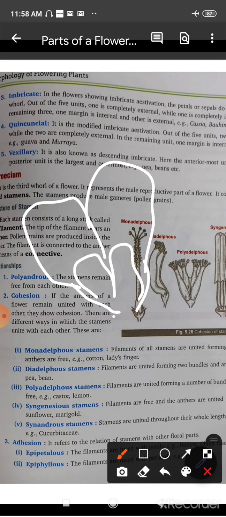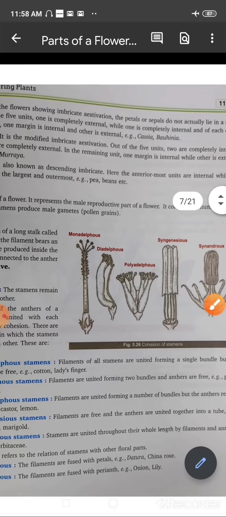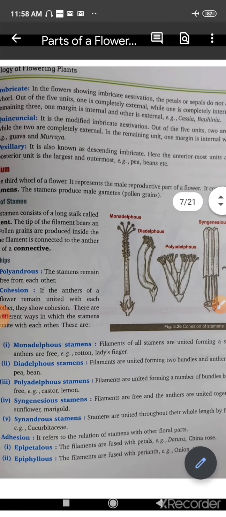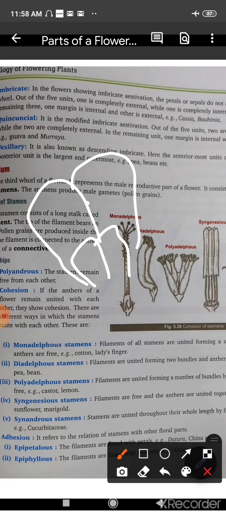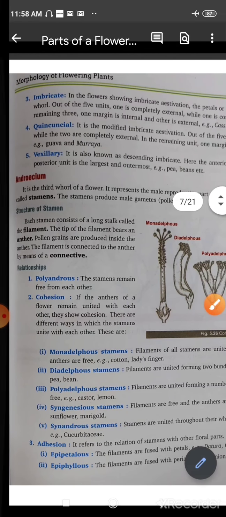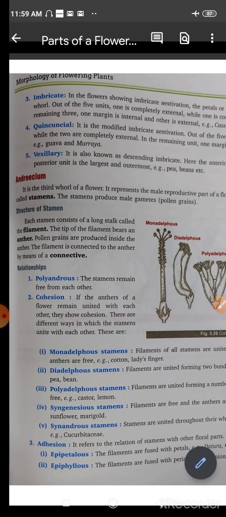Descending imbricate is a part of imbricate aestivation, and the anterior most units are internal. That means, again I will draw, the anterior most units are internal and the posterior unit is the largest, like this, and it is outermost. So if you look at a flower with this kind of arrangement of petals, that is the vexillary arrangement, right?